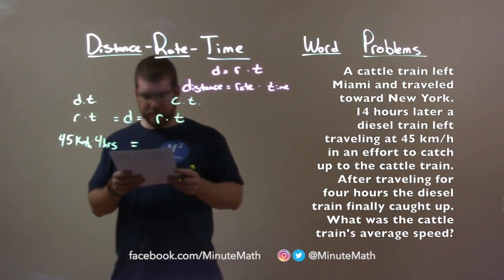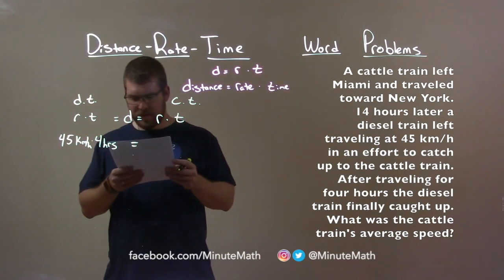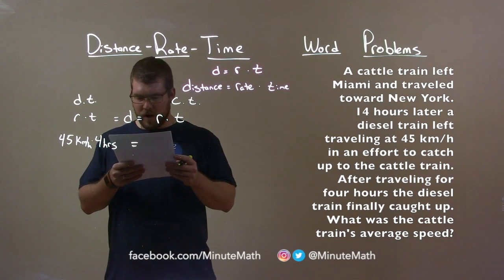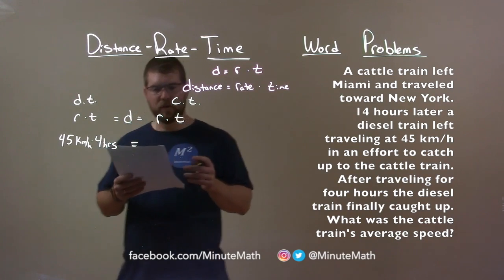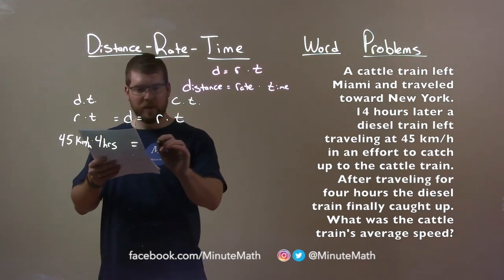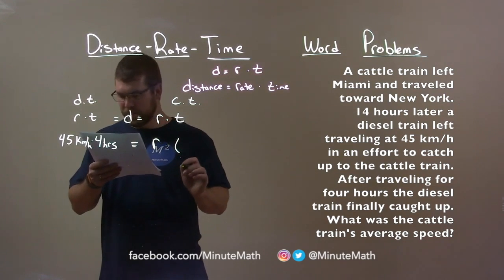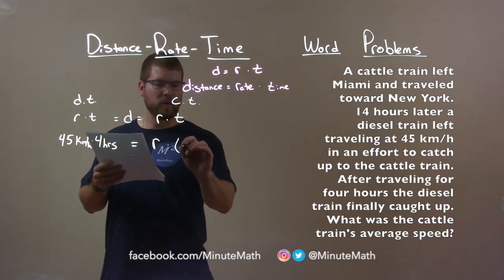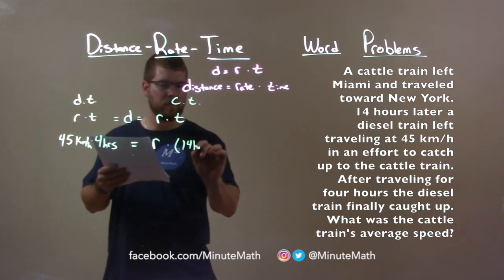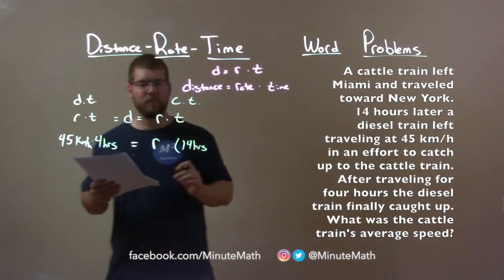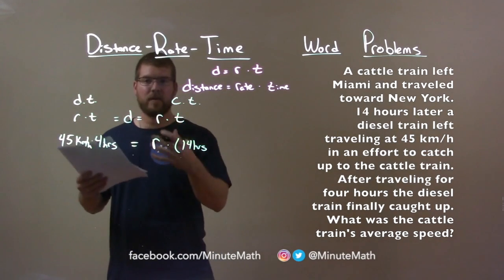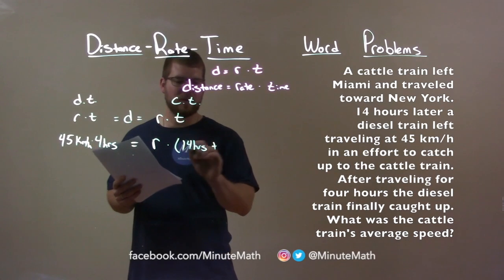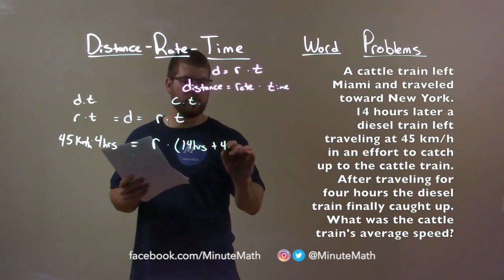Now the cattle train, they said ran for a total time. So its rate we don't know, but its time. Okay, it was traveling 14 hours before the diesel train left, and then 4 hours later is when they finally met. So its total time traveling was 14 hours plus 4 hours.